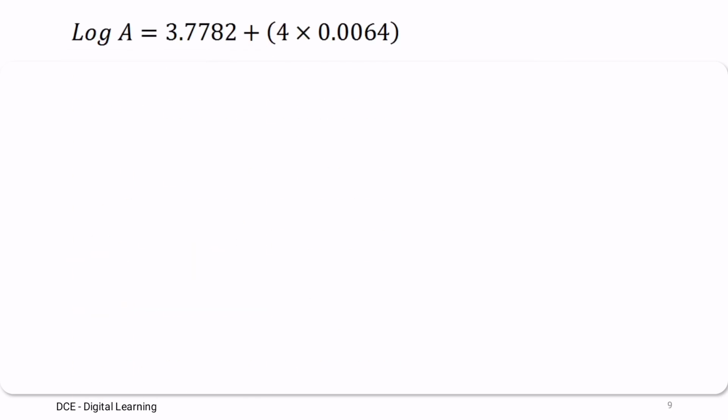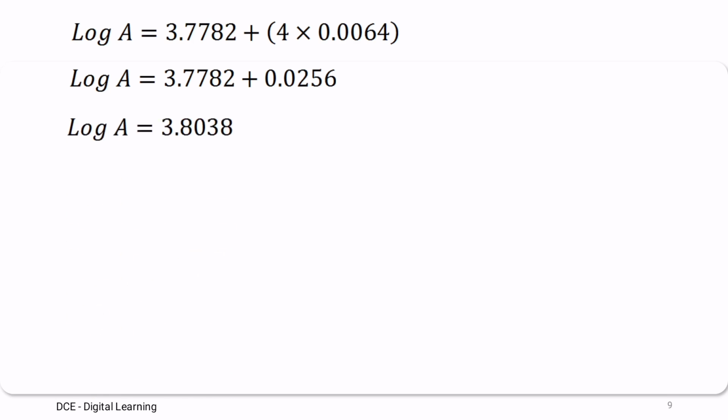So log A equals log of 6000, which is 3.7782, plus 4 into log of 1.015, which is 0.0064. So 4 into 0.0064 is 0.0256, plus log of 6000, 3.7782, is 3.8038. So log A equals 3.8038.